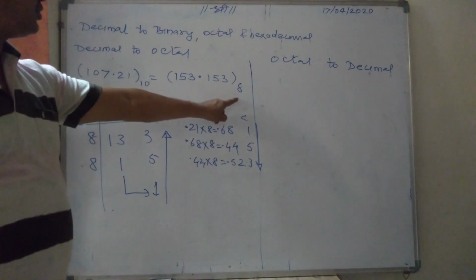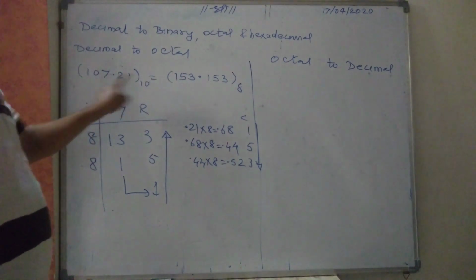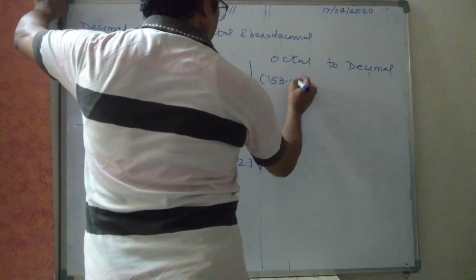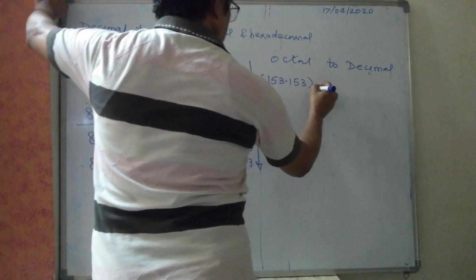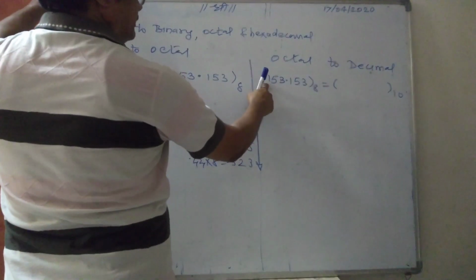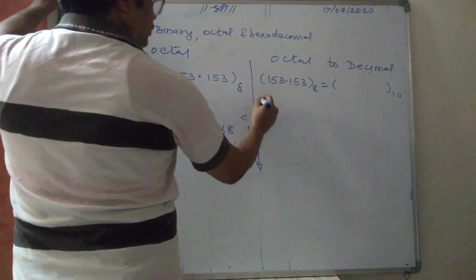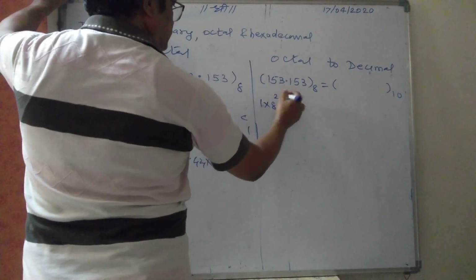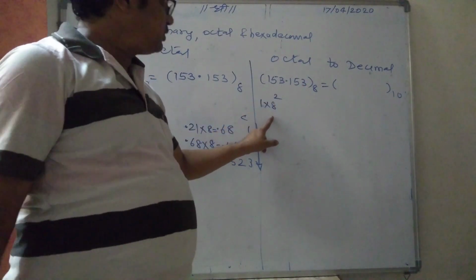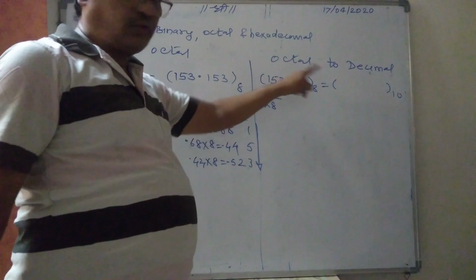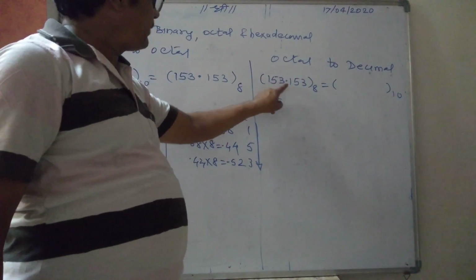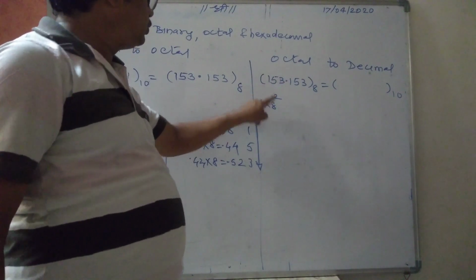So now I will convert this octal number into decimal. We will see whether we get the same or not. 153.153 octal into decimal. So 1 into 8 raised to 2. In the previous numerical we multiplied by powers of 2 since it was binary to decimal; for octal to decimal we will multiply by powers of 8. There are 3 digits before the fractional part: 1, 2, 3. So 2.